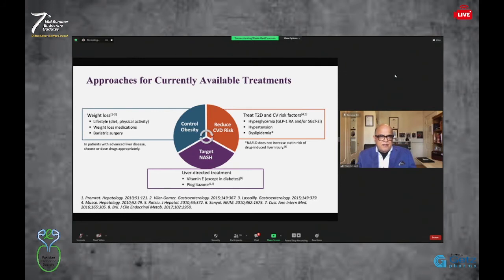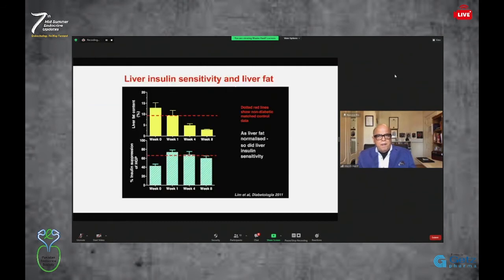When it comes to the NASH or directly targeted treatment, currently the evidence is less, and we will explore this further. There is some evidence with vitamin D, but not in people with diabetes, and there is some evidence with pioglitazone.